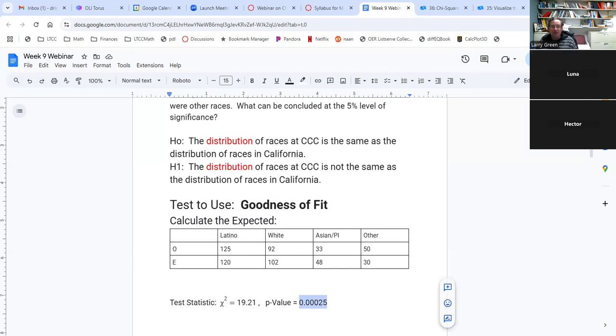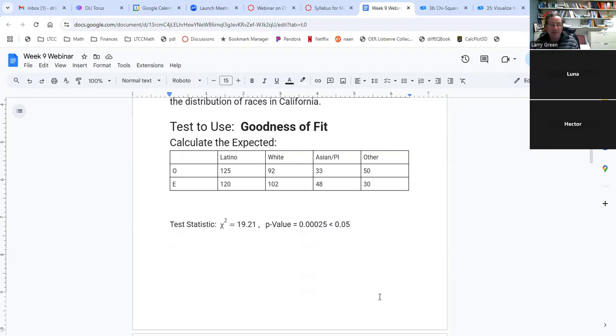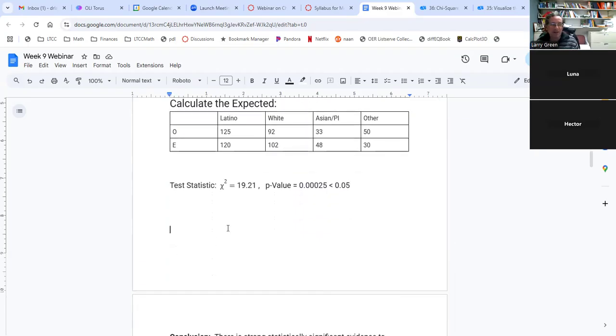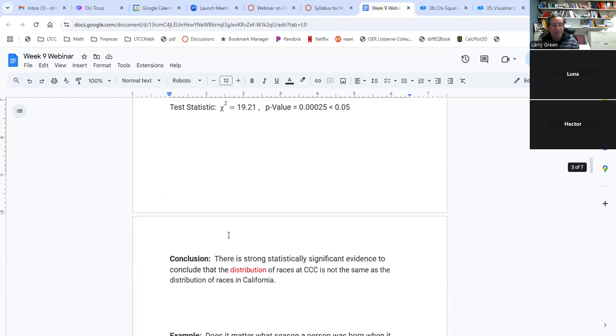The p-value is 0.00025, and we're using a 5% level of significance. So I'm going to write that it is less than 0.05 by a lot. Okay, so that means that we get to reject the null hypothesis. So here is the conclusion. By the way, if you're less than 0.01, you get strong evidence. So we could say there is strong statistically significant evidence to conclude that.